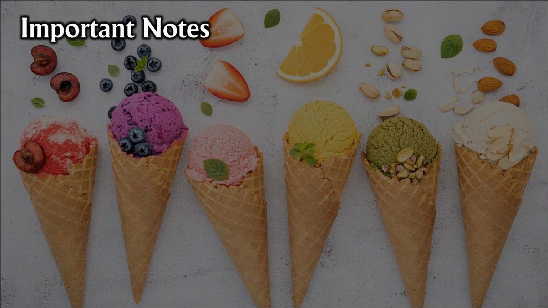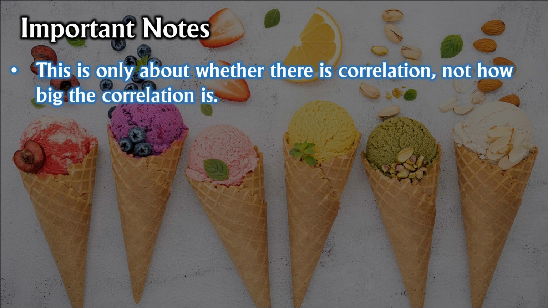A few important notes. First of all, I want to mention that this is only about whether there is correlation, not how big the correlation is. It's possible that there's a correlation between two things, but it's a very, very small one, in which case the slope of your regression line might be like 0.04 or something like that, which is just really, really small.